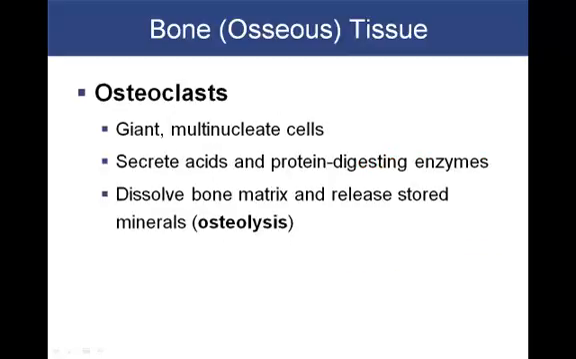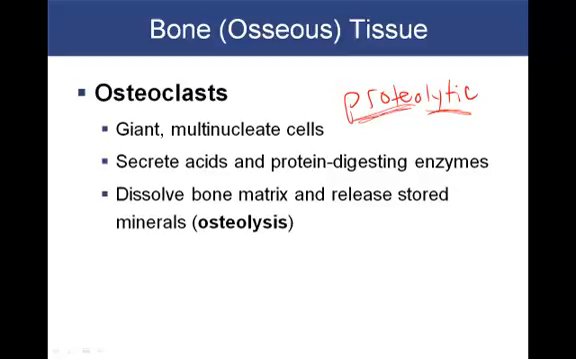The last cell that we're going to look at is the osteoclast. And the osteoclast is a very large multinucleated cell. It has many nuclei. And the main function of the osteoclast is the secretion of proteolytic enzymes. Let's look at that word. Proteolytic. Proteo refers to protein, and lytic comes from lysis, and that means to break. So these are protein digesting enzymes.